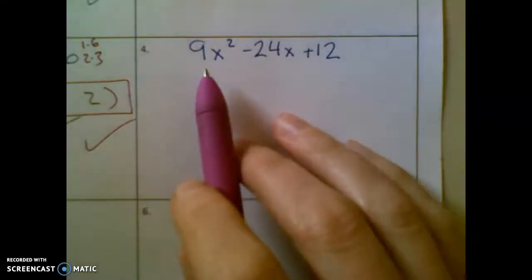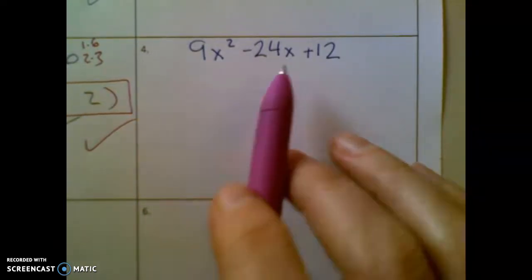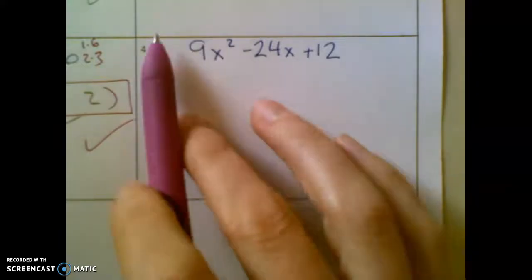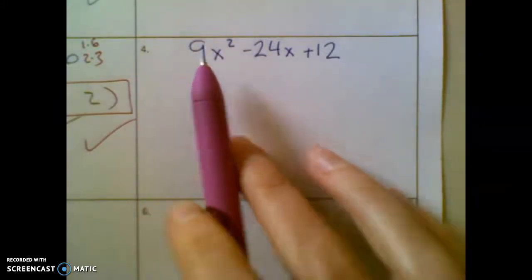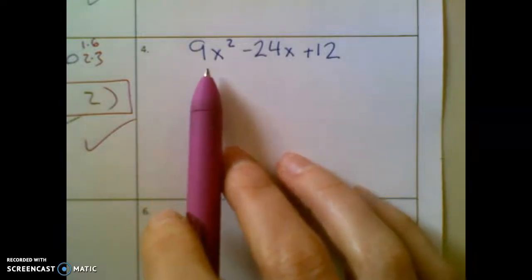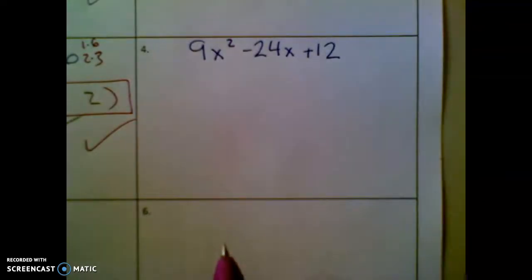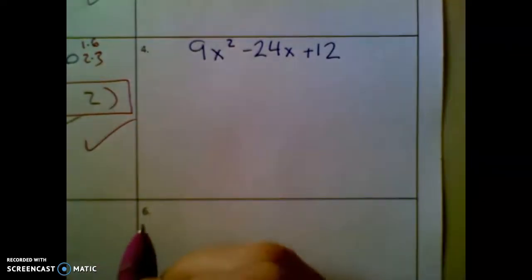Question 4, 9x squared minus 24x plus 12. Step 1, try to find a GCF. So again, smallest number is 9. Does 9 go into 24 or 12? No. Factors of 9 are 3 and 3. So does 3 go into 24 and 12? Well, yes, it does. So this guy actually does have a GCF.